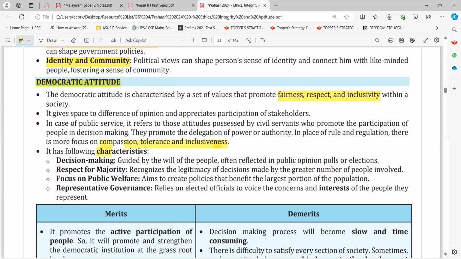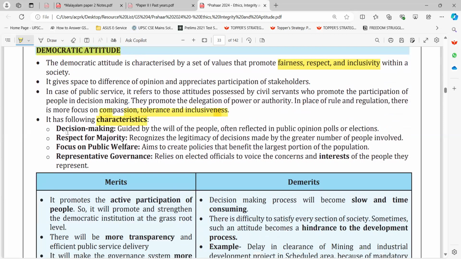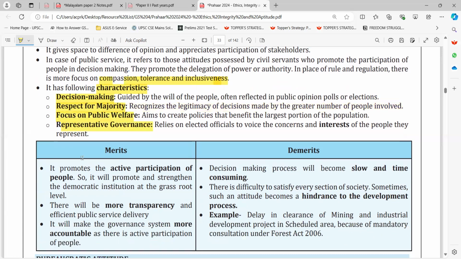It has the following characteristics. Decision making guided by the will of the people, often reflected in public opinion polls or elections. Respect for majority recognizes the legitimacy of decisions made by the greater number of people involved. Focus on public welfare. Aims to create policies that benefit a large portion of the population. Representative governance relies on elected officials to voice the concerns and interests of the people they represent.